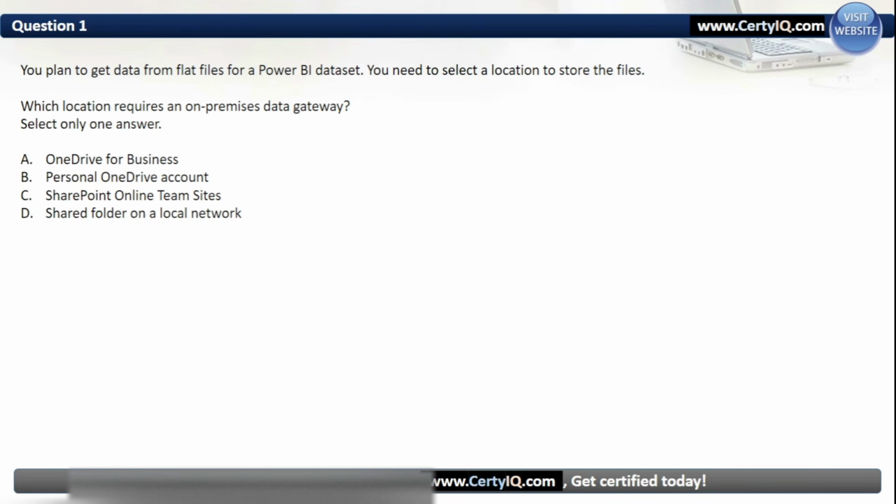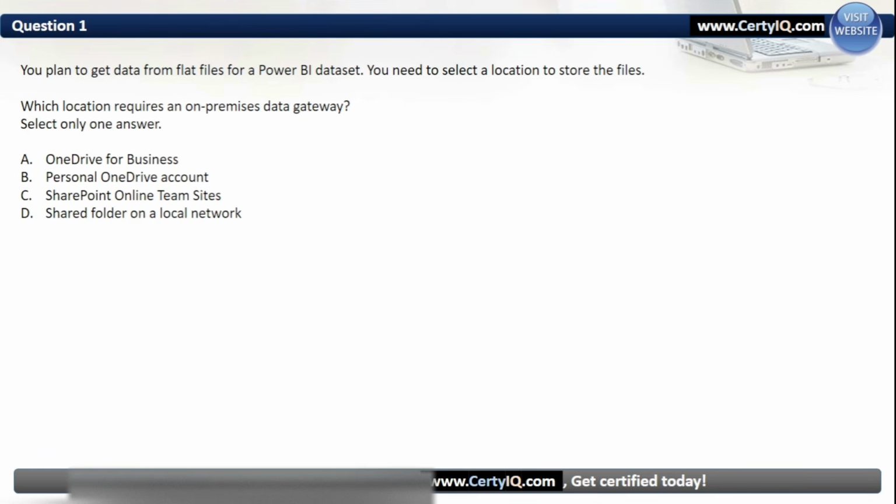Question 1. You plan to get data from flat files for a Power BI dataset. You need to select a location to store the files. Which location requires an on-premises data gateway? Select only one answer. Our options are A. OneDrive for Business, B. Personal OneDrive account, C. SharePoint Online team sites, or D. Shared folder on a local network.